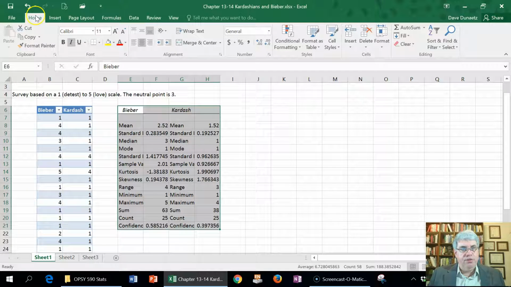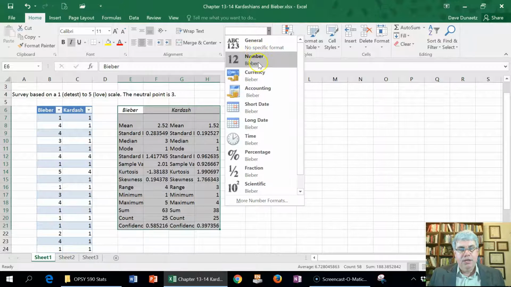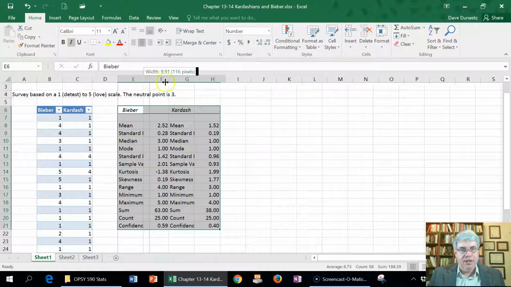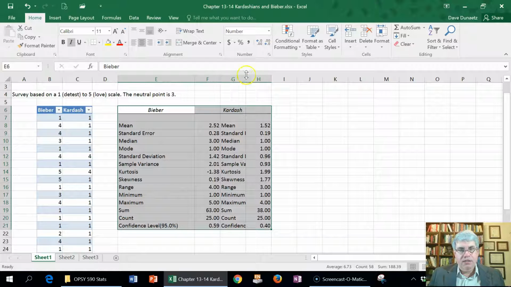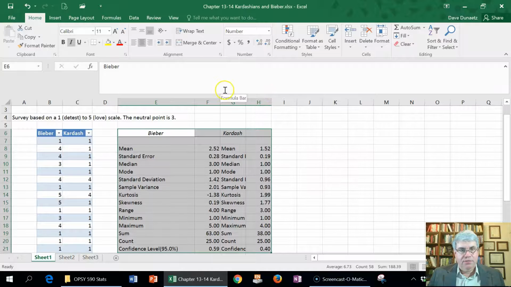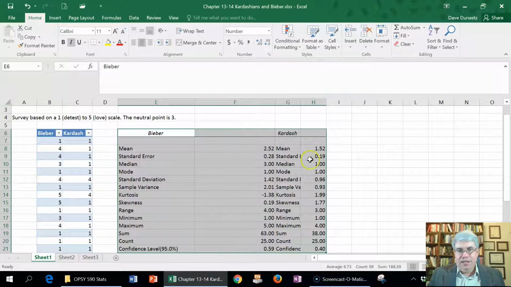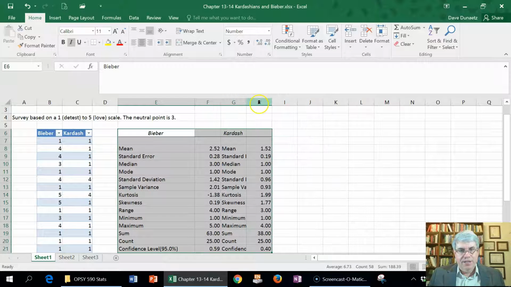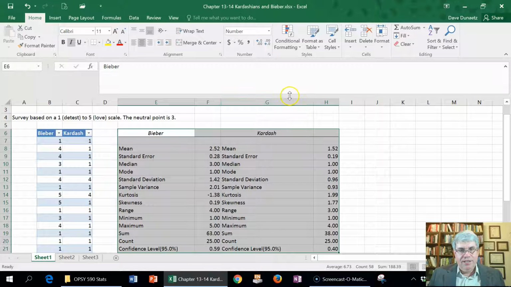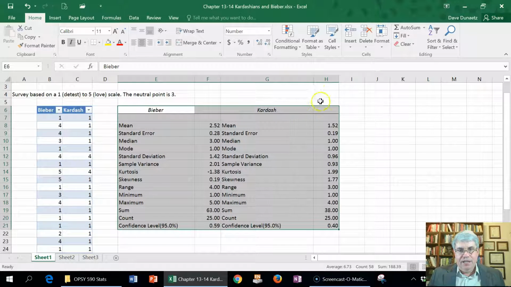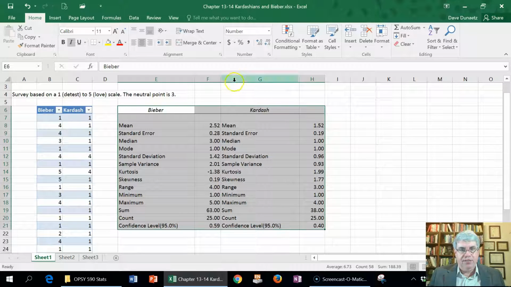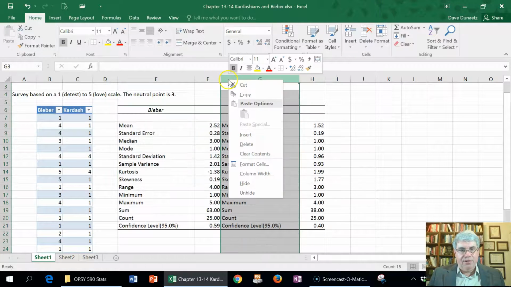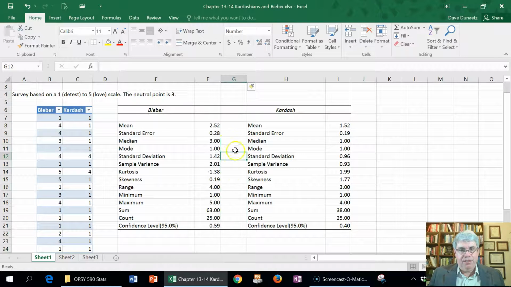Let's round those down to 2 decimal places. And now let's widen the column so we can read what we've got. Oops, that was the wrong one. Let's not make that wide. Let's make this one wide. Well, we can make that narrow again. And so there we have, now we can read things pretty easily. Let's stick an extra row in there so we can see the separation between Justin Bieber and the Kardashians.